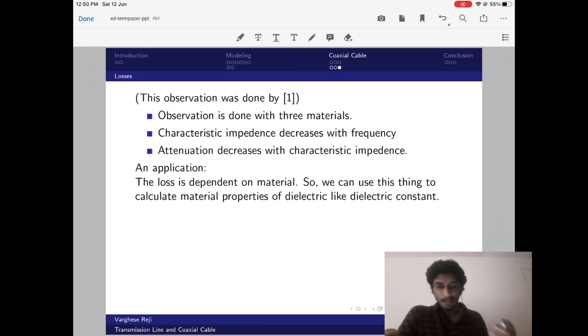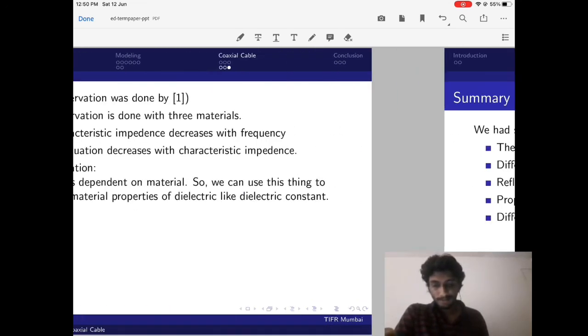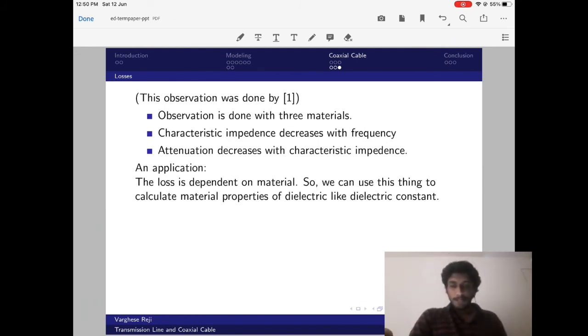Now, this observation was done by this person. This observation was done in 3 materials. We can see the plot of each, and there is an application for this. We see that this attenuation depends on the dielectric material which is filled in between the coaxial cable. Now, if we fill some other liquid or gas, maybe sometimes we can use a solid, we can use this phenomenon to find the material properties of that dielectric material by using a special kind of coaxial cable which we can fill with the dielectric material. So we can use this property.